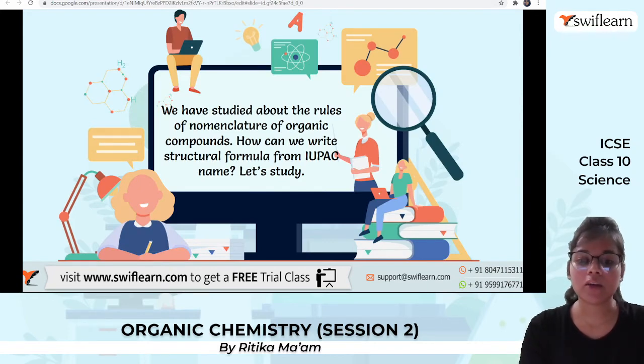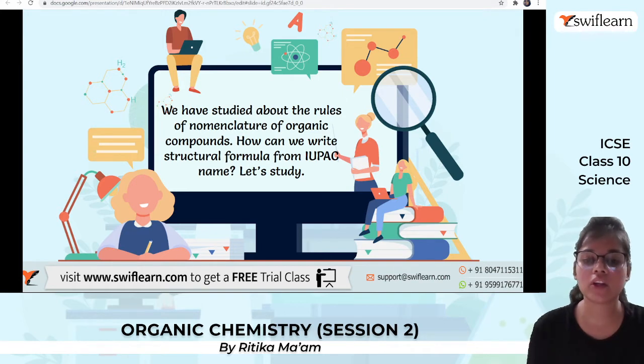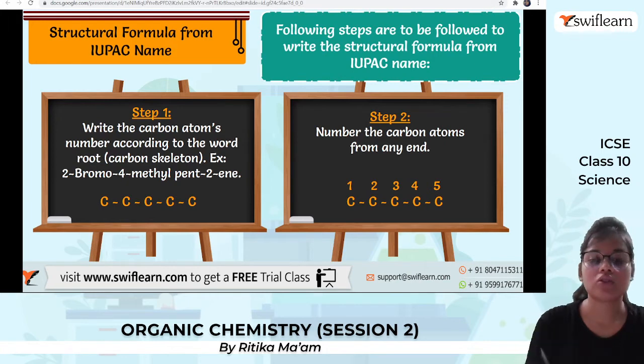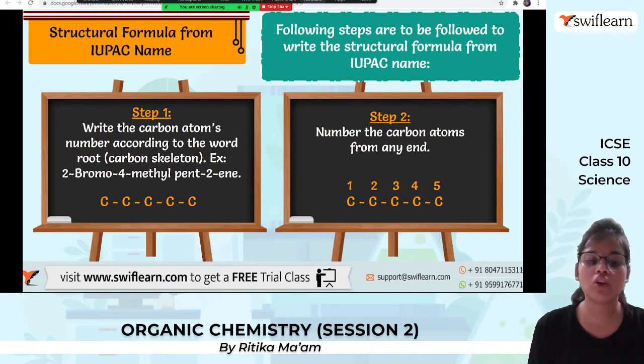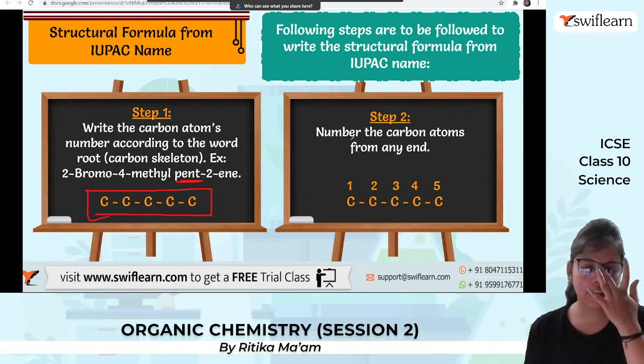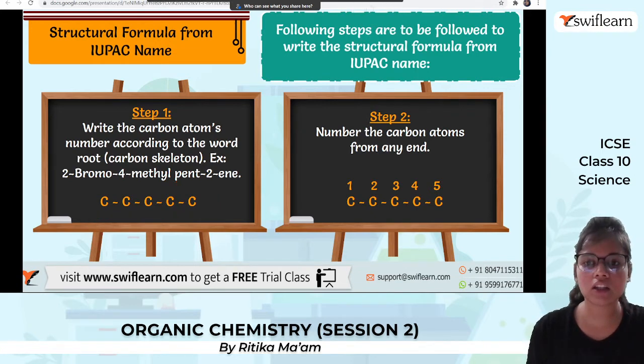Now we have studied the rules of nomenclature of organic compounds, and we are going to see how to write the structural formula. For writing the formula, again we need to follow some steps. Write the carbon atom number according to the word root. So if it is given 2-bromo, 4-methyl pentene, first take this word root. Pent means 5 carbon atoms, add it. Now start the numbering from any end, because right now we have not done anything, we have just written the names.